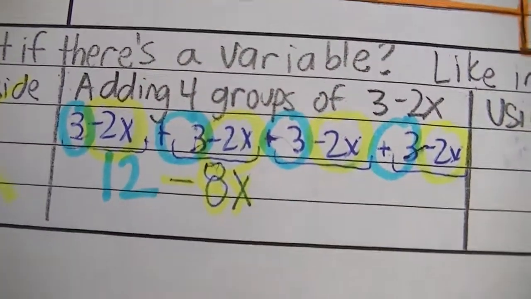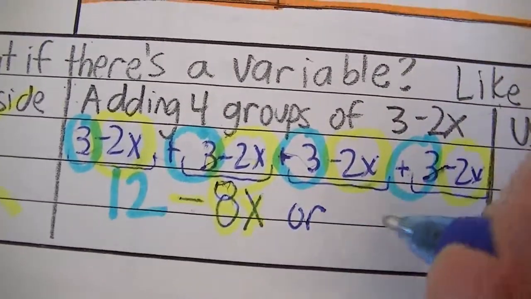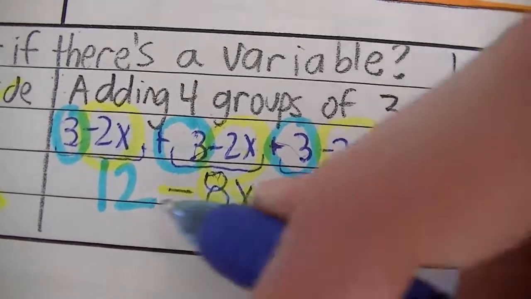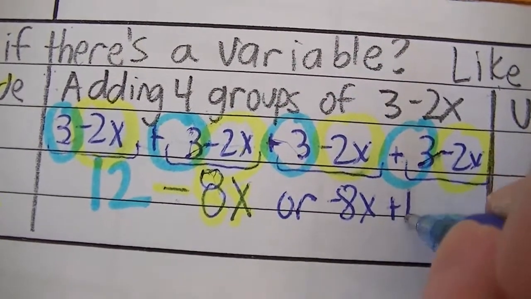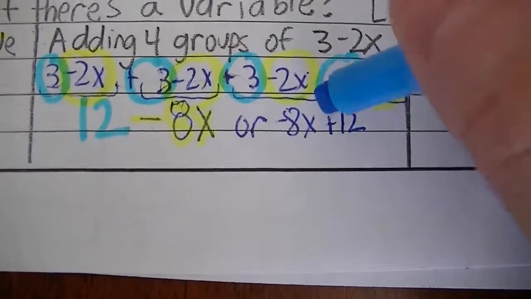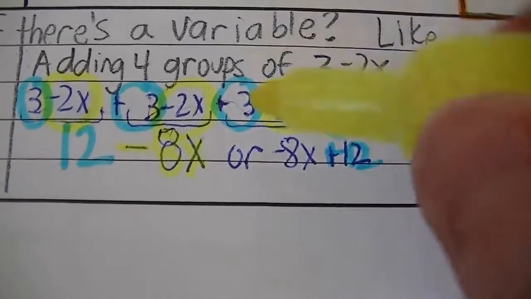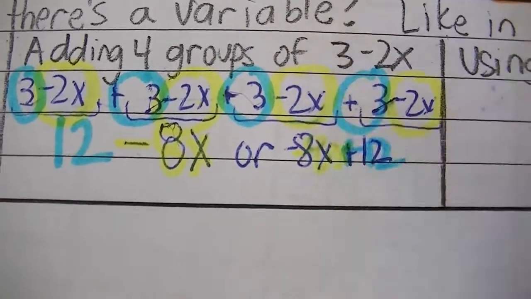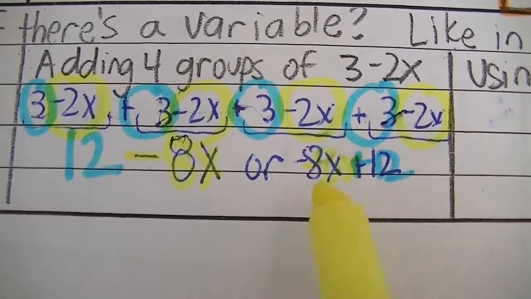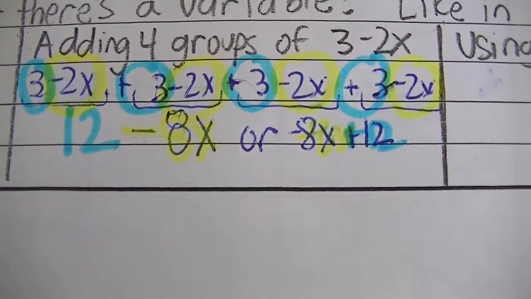So that's one way to write this, or you can write that negative 8x first, and then that positive 12. Same exact thing, okay? Notice how we kept the sign in front of it. It was a negative 8x here, still negative 8x there. Now this is a positive 12 and still a positive 12.